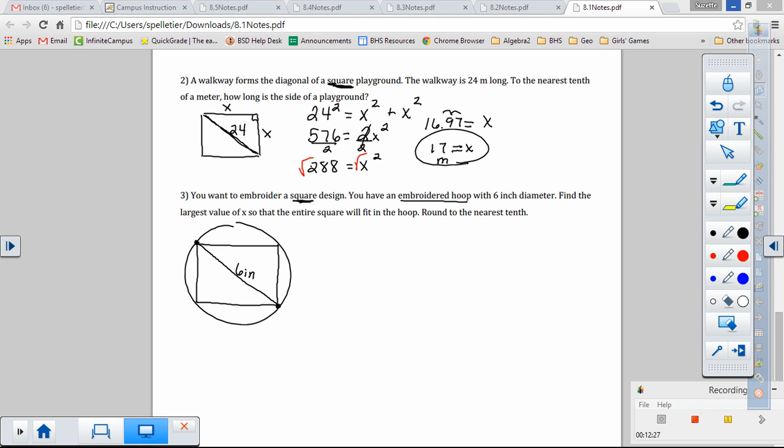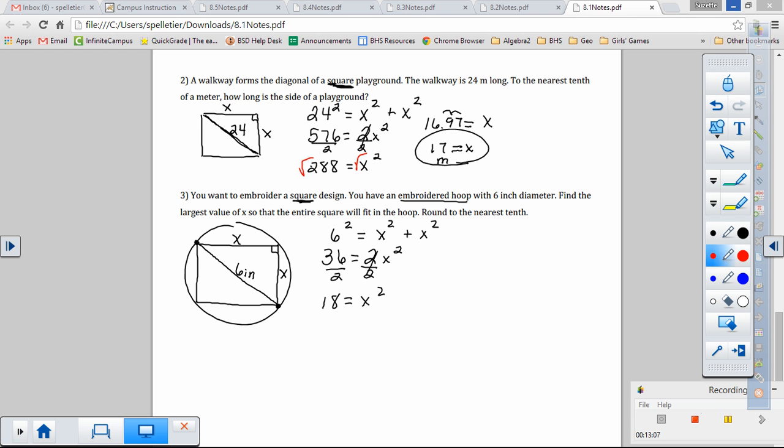And it says, find the largest value of x so that the entire square will fit in the hoop. So would you agree that the entire square is within the hoop right now? I would say yes. We know it's a square, so just like the last problem, we're going to call both of the legs the same distance, and we're going to do exactly what we just did with the last problem. C squared, our hypotenuse, is equal to the 2 legs squared. 36 equals, again, you have an x squared, I have an x squared. We put them together. We now have 2 x squared. To get x squared by itself, I have to divide by 2. 36 divided by 2 is 18.